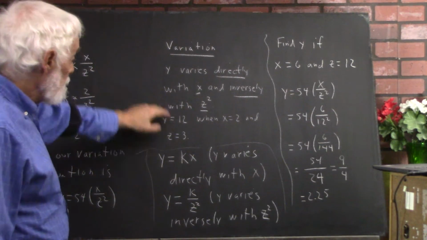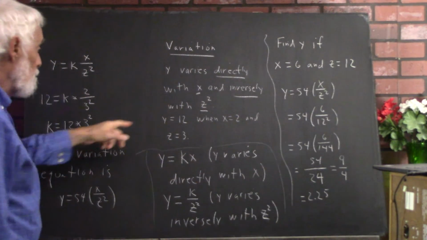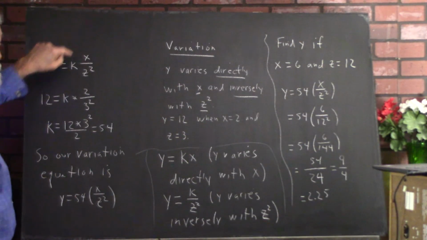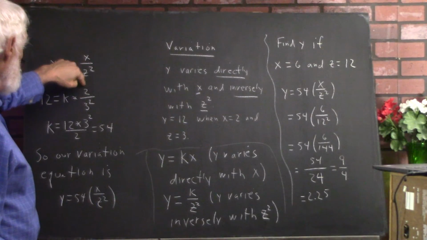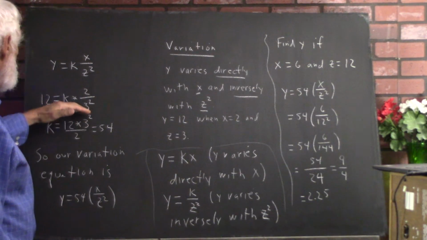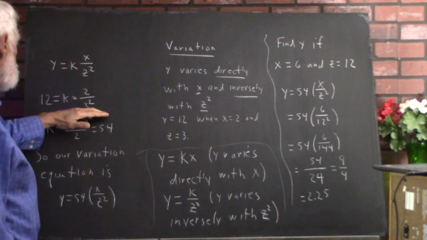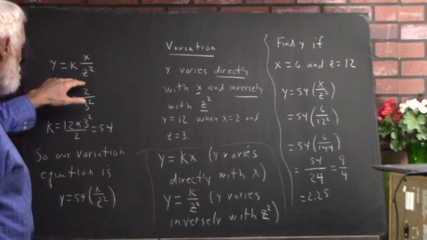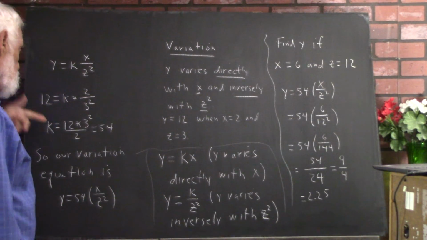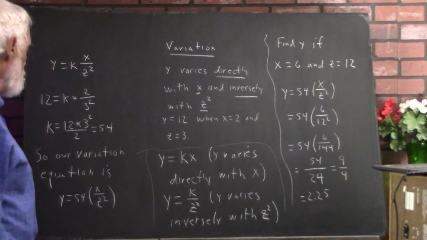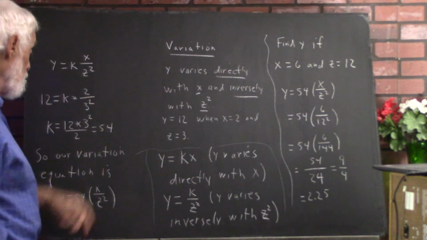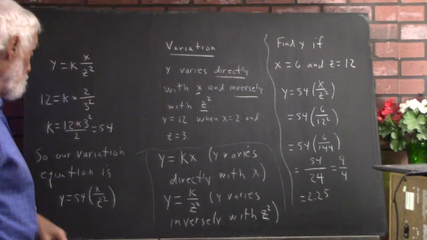Then we put our information in. Y equals 12 when x equals 2 and z equals 3, so we put 12 in for y, 2 for x, 3 for z, and we get this. And then we just do the arithmetic, the solution to this. If 12 equals k times 2 over 3 squared, then k is going to be 3 squared over 2 times 12, or 54. Now, if I've done the arithmetic right, and you always want to check my arithmetic because I do it all in my head, who knows where that is on a given day.